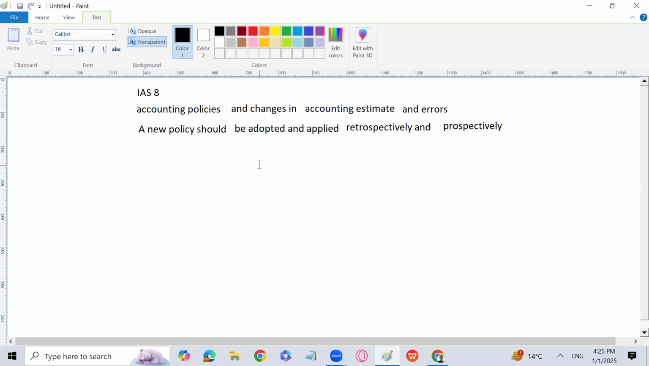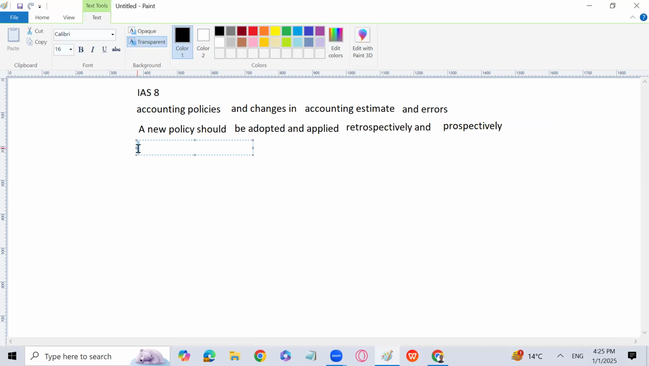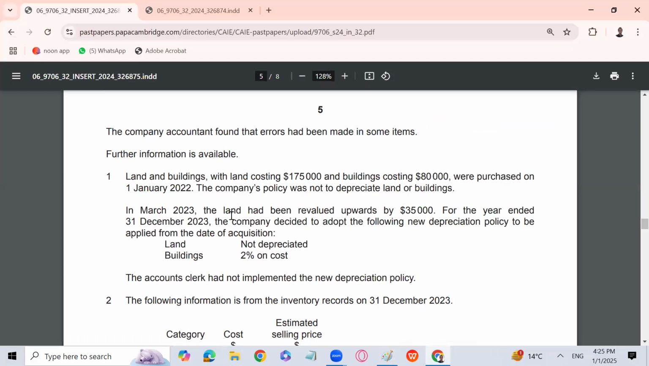So depreciation on building, if you just look at the question, because the question has asked us for the correct treatment of depreciation on building. Land and building, with land costing 175,000 and building costing 80,000, were purchased on 1st January 2022. It means that at the start of the last year we purchased this land and building. Okay, that's fine.